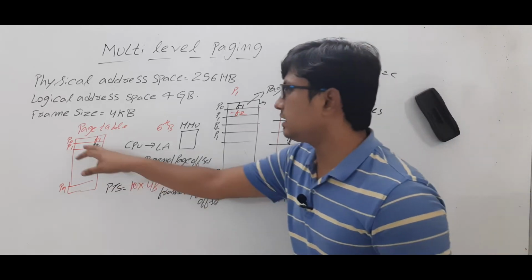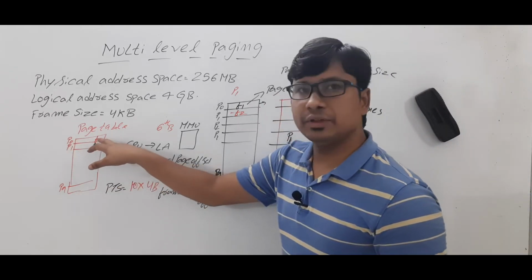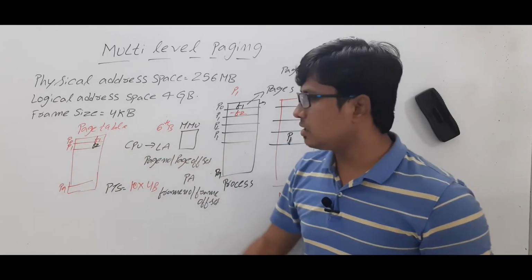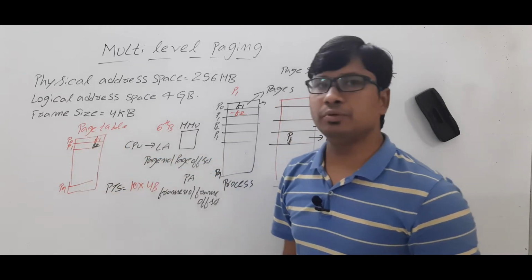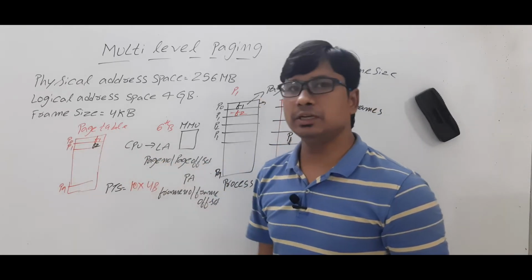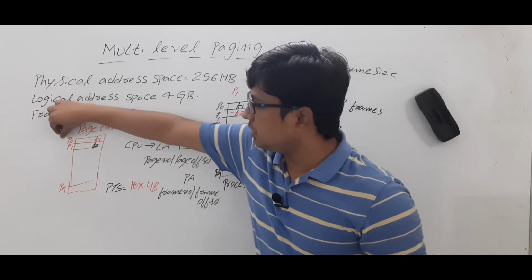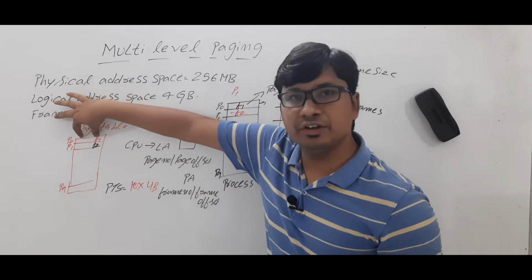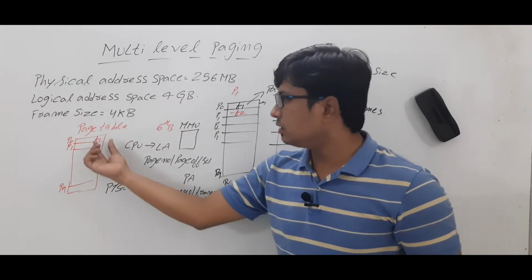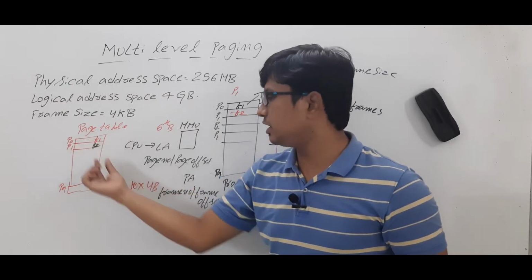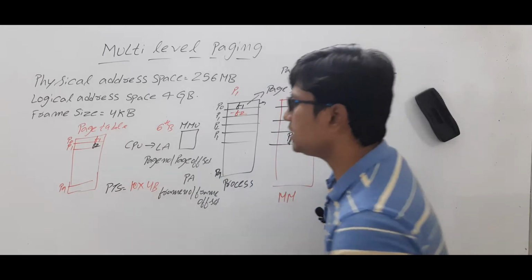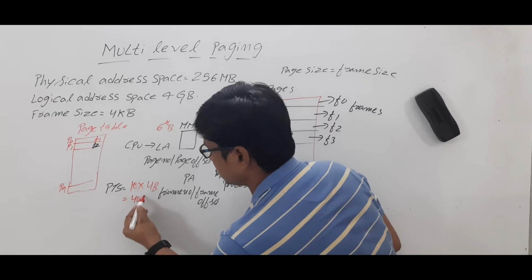Each page entry means that we have the frame number and the optional bits. All this information is 4 bytes, meaning 32-bit information is available in one page table entry. In the page table, each page will have the information: the optional bits and the frame number. Let's assume the total is 32 bits, which is 4 bytes. Then the page table size will be 40 bytes.